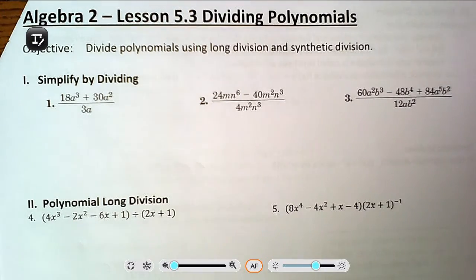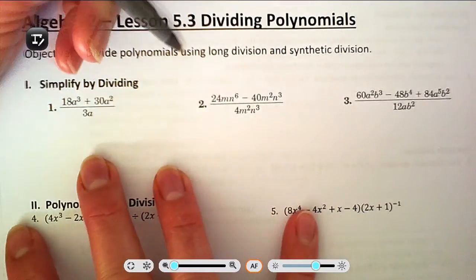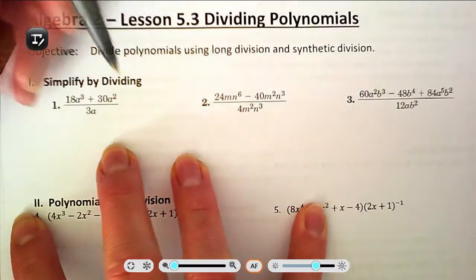Welcome to lesson 5.3 on dividing polynomials. Your objective is to divide polynomials using long division and synthetic division.